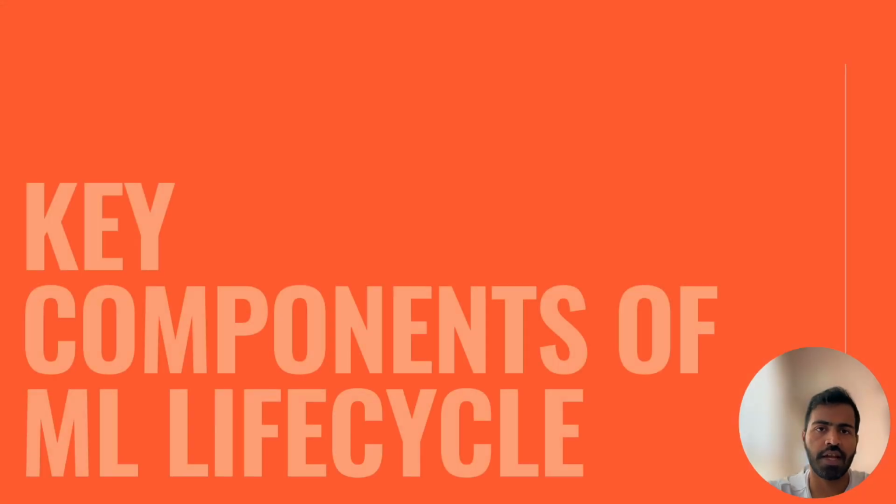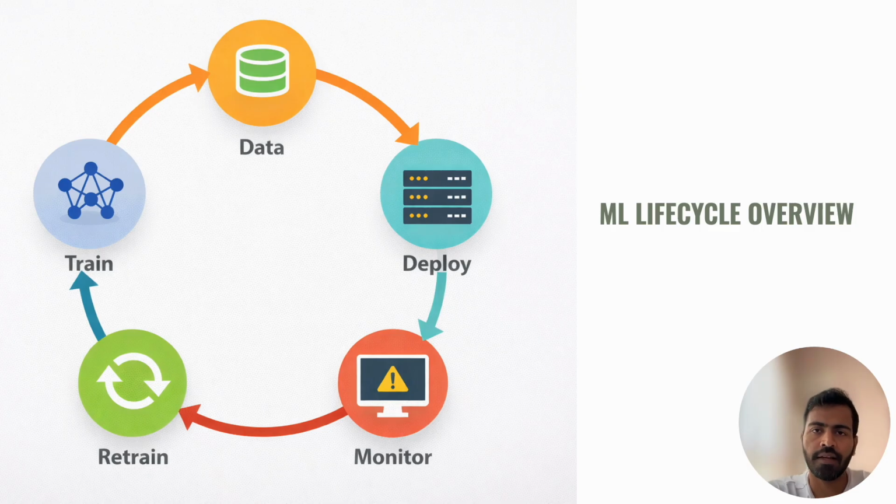So let's understand the key components of the ML lifecycle. The ML lifecycle encompasses a series of interconnected stages that ensure models remain effective throughout their operational lifespan. It goes from data, train, deploy, monitor, retrain, and deploy again. So this loop never stops in real systems.